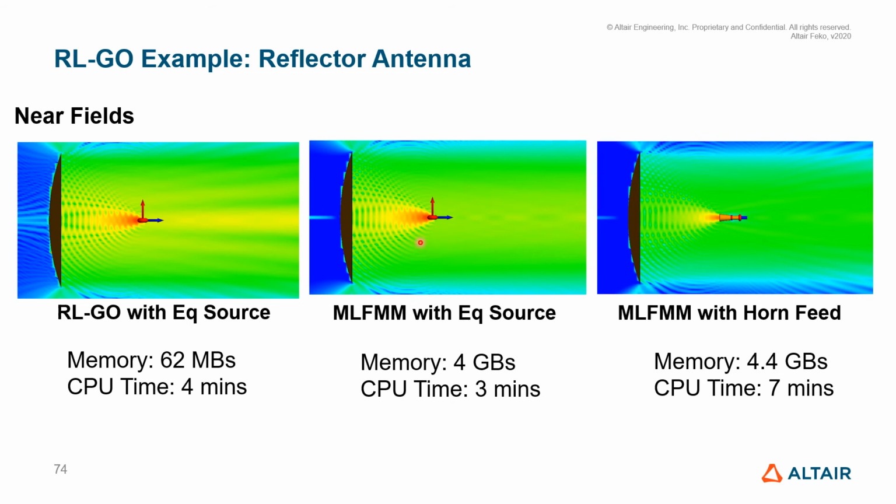So you can see that there's a very close correlation between RLGO and MLFMM with equivalent sources. That means RLGO can work quite well for these kinds of problems. And of course, it takes very little memory, 62 megabytes compared to 4 gigabytes for MLFMM. Of course, it took a little bit more time because of the interactions of the rays that you need to take into account, but nevertheless, it's a very low memory requirement.